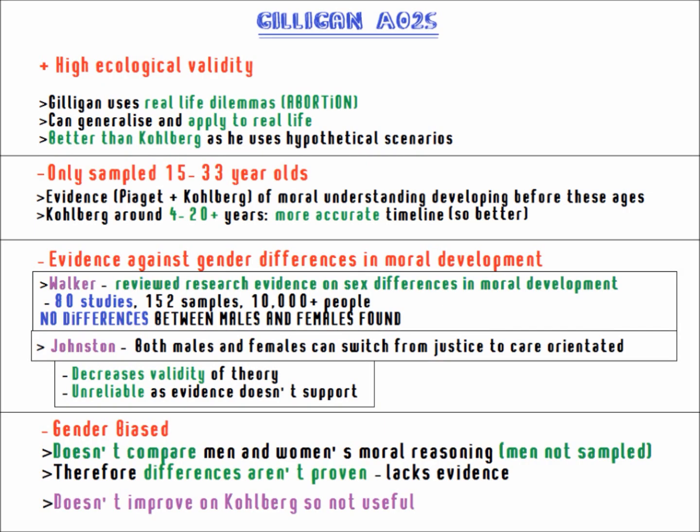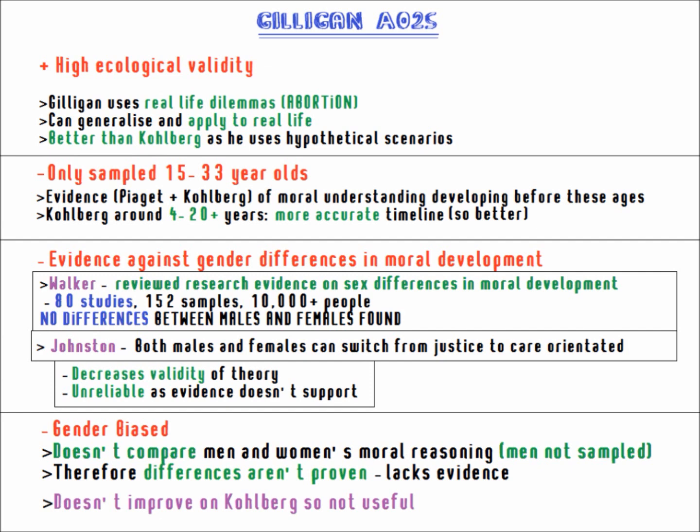Evaluation. Gilligan has high ecological validity as she uses real-life dilemmas like abortion, therefore you can generalize and apply them to real life. This is better than Kohlberg as he uses hypothetical scenarios. However, Gilligan only sampled 15 to 33-year-olds, and there is evidence from Piaget and Kohlberg to suggest that moral understanding develops before these ages. For example, Kohlberg says it develops around 4 to 20 years, which is more likely to be an accurate timeline, and therefore Kohlberg is better.